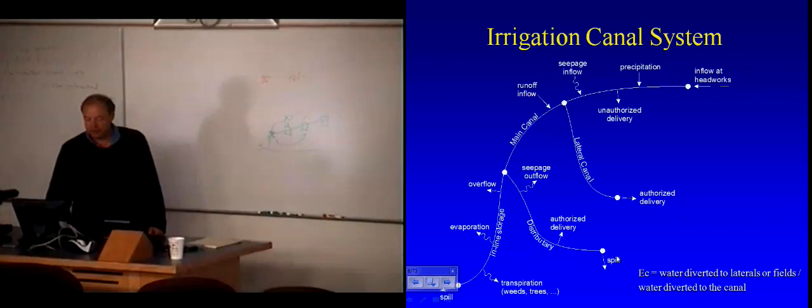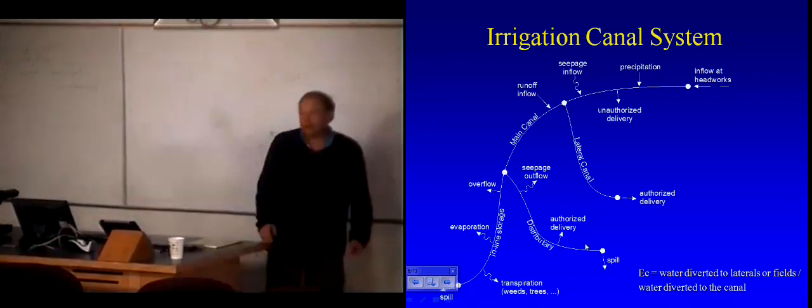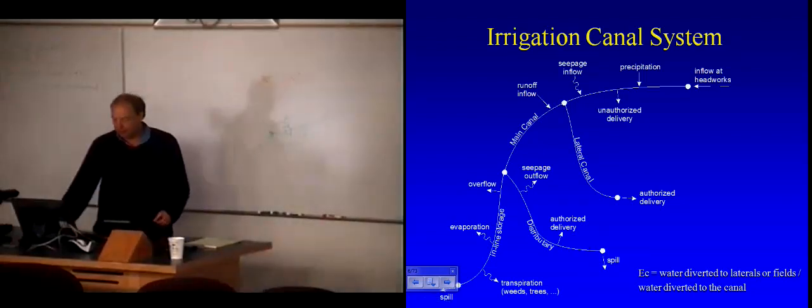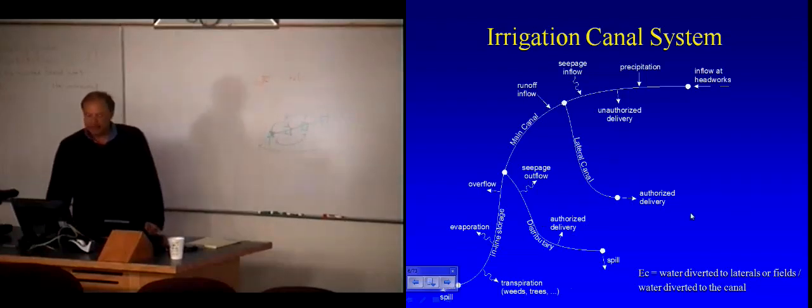Now, in irrigation, what we're interested in is depositing the water in this layer, okay, in the root zone, because then it's available for plants to use. If the water goes beyond the root zone, it's not available, okay? It goes into the groundwater system.